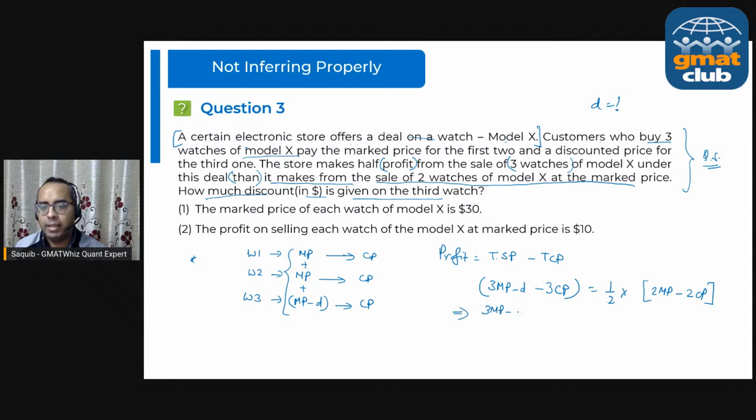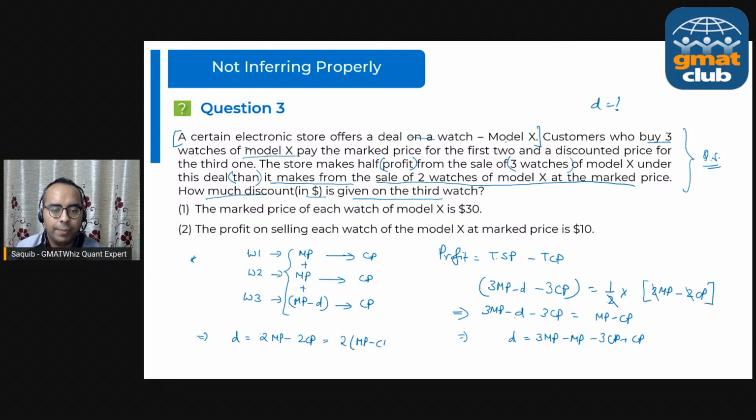I'll say 3MP minus D minus 3CP. There is a 2MP, 2CP that you can take common and cancel out. You'll be left with MP minus CP. Since you need D, write D on one side and take everything else on the other side. I'm doing all the steps because this is important, but you'll end up getting D is equal to 2MP minus 2CP, which is equal to 2 times (MP minus CP).